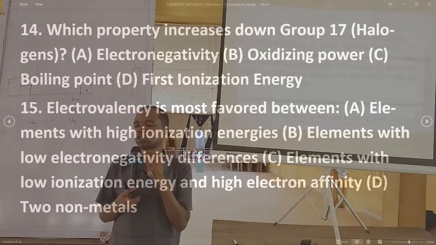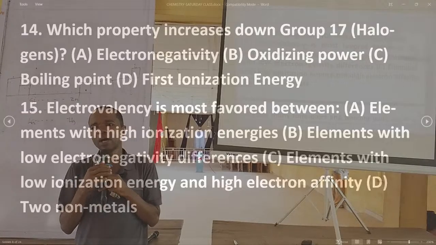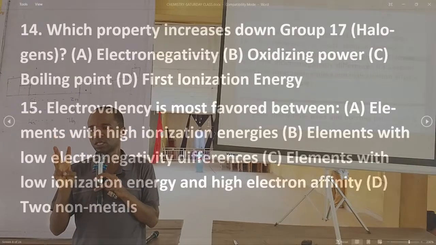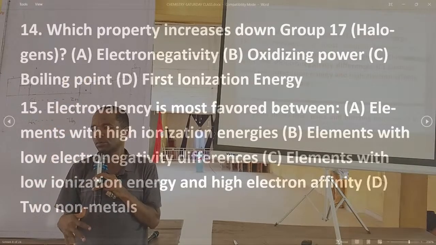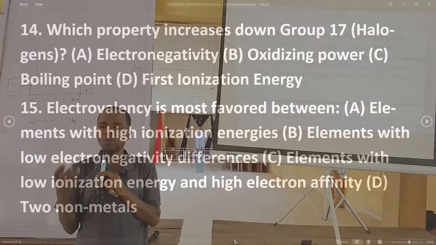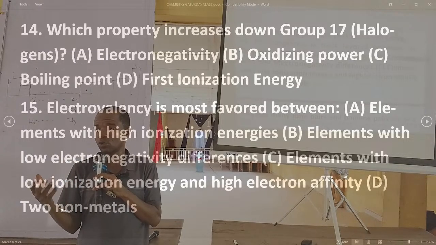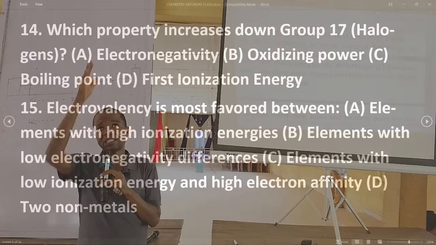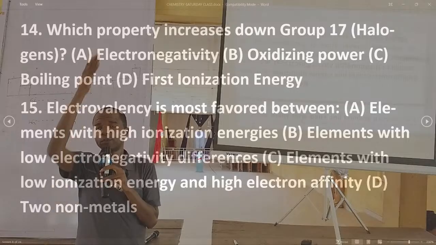But take note that there are usually two major things that increase down the group. Now, I've given you three things that decrease down the group. Electronegativity decreases down the group. Ionization energy decreases down the group. Electron affinity decreases down the group. But there are two major things that increase from top to bottom down the group.